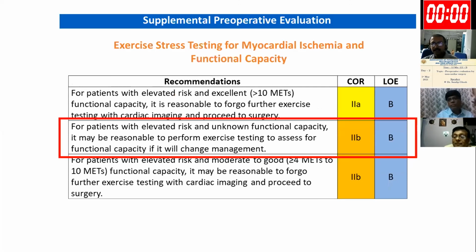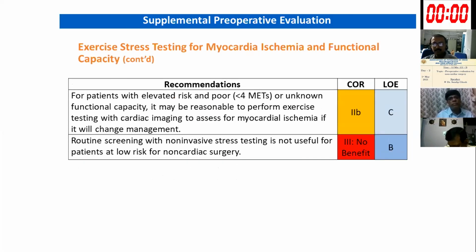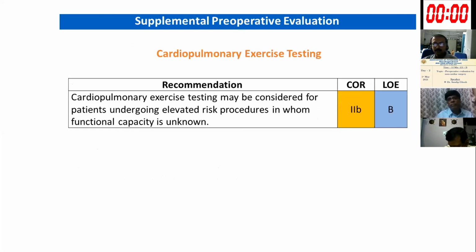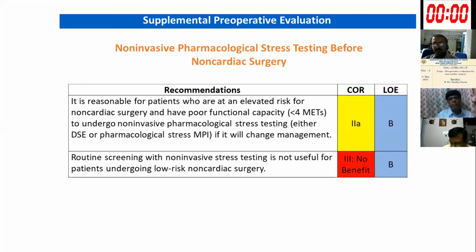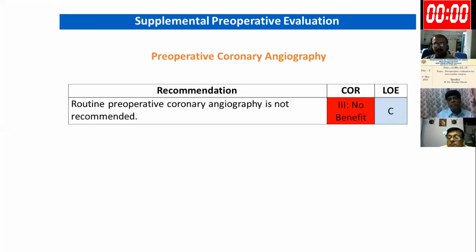The other tests that patients can undergo are exercise-induced stress testing in selected cases, and cardiopulmonary stress testing for patients who have elevated risk procedures may be performed. And non-invasive stress testing may also be performed in patients who have poor functional capacity. But routine preoperative coronary angiography is not recommended for patients.